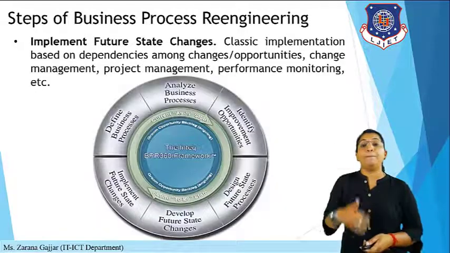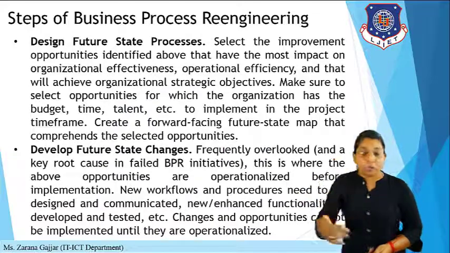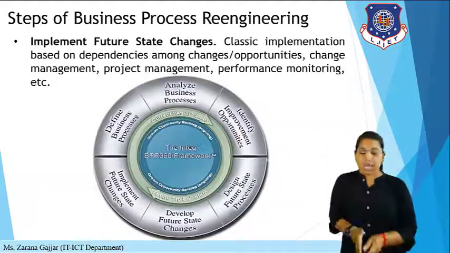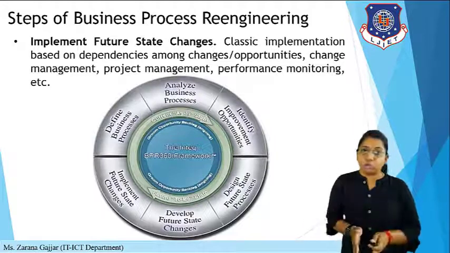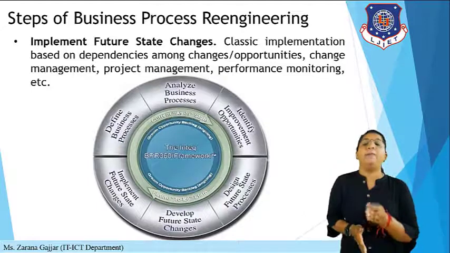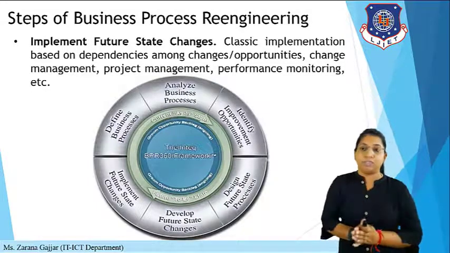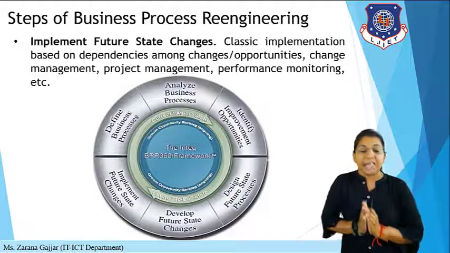Now the next is implementing future state changes. In the previous stage you developed future state changes and now you have to implement those changes. This includes phased implementation based on dependencies among changes or opportunities, change management, project management, and performance monitoring. So you are doing all these things. This is all about the steps for business process re-engineering.